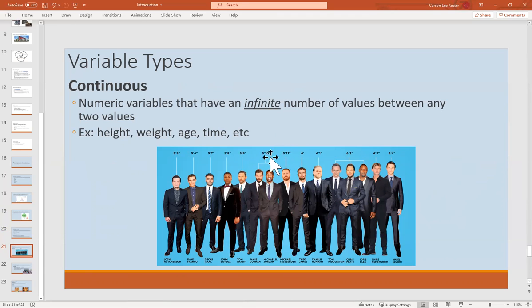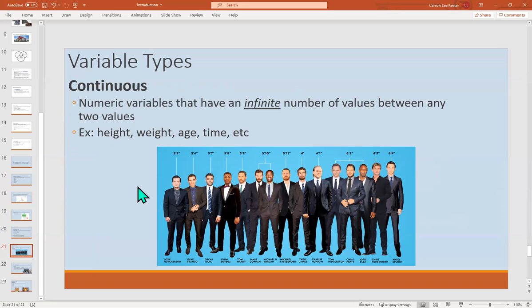And there is some distance between 5'10 and 5'11, right? But we know that there's a bunch in between there too, okay? And we go on, right? These typically, this is the easiest, I think, to wrap your head around. Height, weight, age, time, et cetera. Time gets a little funky.